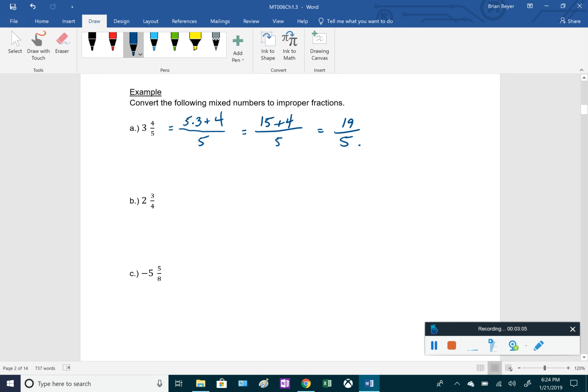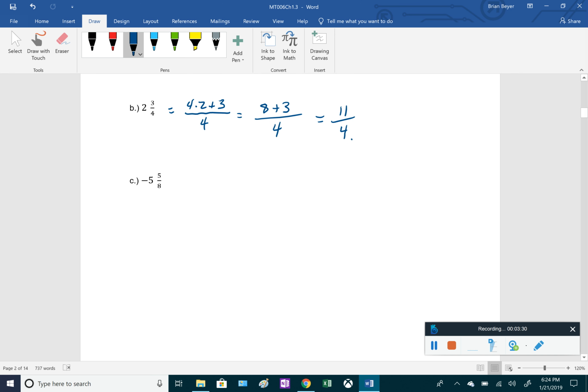For the next one, 2 and 3/4. We're going to do the same thing here. We're going to multiply that denominator by the whole number out front, add it to the original numerator, and place it over that denominator. So we have 4 times 2, which is 8. 8 plus 3 over 4, so we get 11 over 4. So 2 and 3/4 is the same as 11/4.